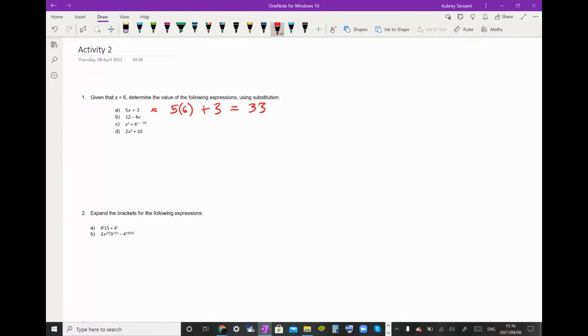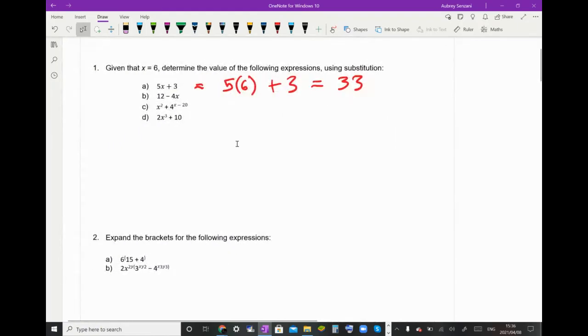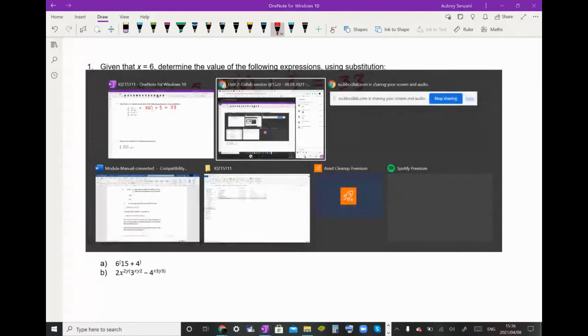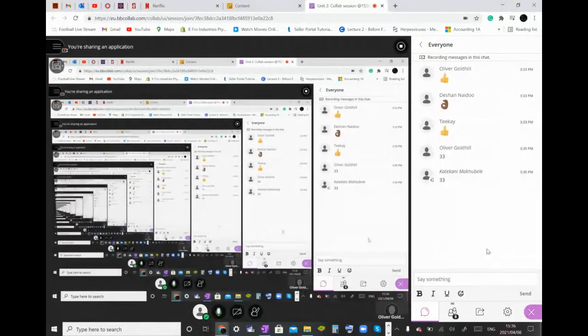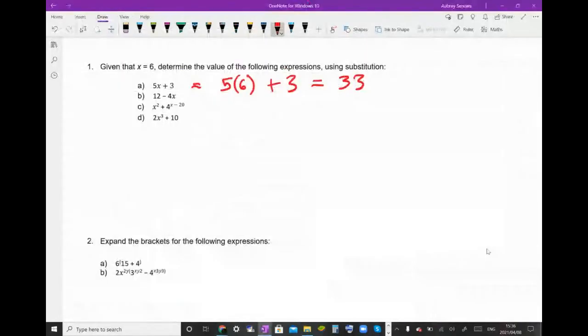Okay, awesome stuff. Let me just zoom in there a bit. Maybe it'll help me to write a bit smaller. So you guys are 100% correct. Thank you, Oliver. Thank you, Tikani. Okay, let's get back to it.